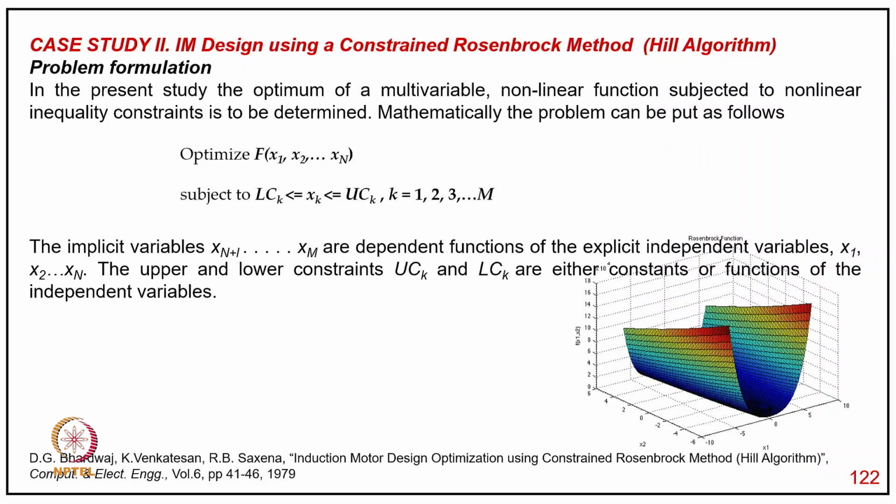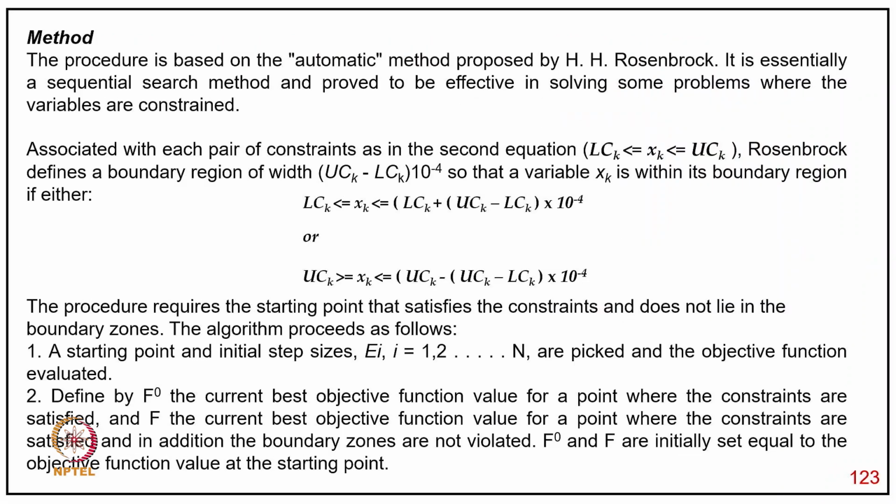Implicit constraints are the dependent functions of the explicit independent variables, and the upper and lower constraints are either constants or functions of independent variables. As you can see from the example here, this is how the constraints are. The method is a procedure based on an automatic method, a synthesis approach proposed by Rosenbrock. It is essentially a sequential or direct search method and has proved effective in solving problems where the variables are constrained, associated with each pair of constraints in the second equation.